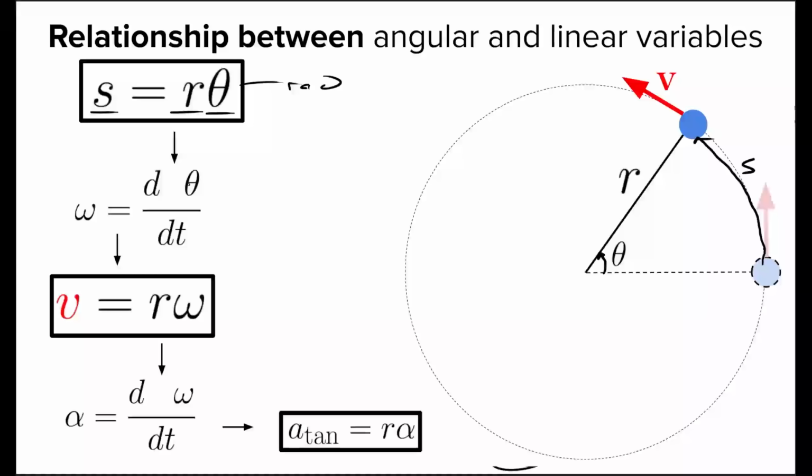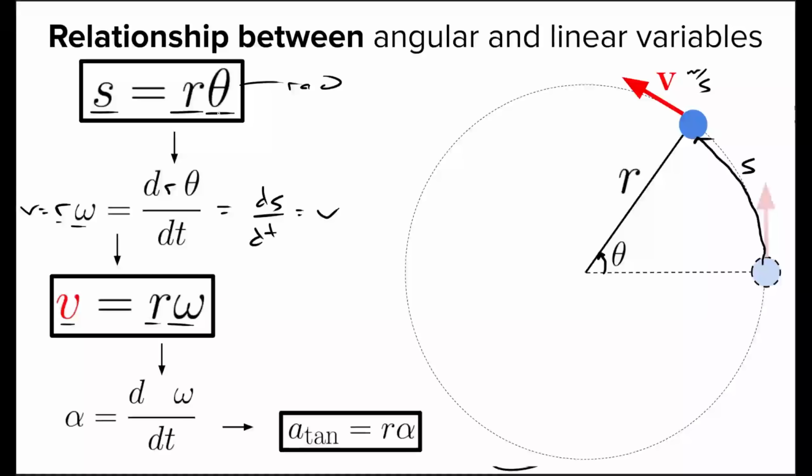Well, we know omega is d theta dt, but let's smuggle an r in here. R theta, I just said, is the distance. So the derivative of the distance with respect to time, I know that's just velocity. That means v, the velocity, is r omega. So r times omega is the regular speed, like meters per second speed, not radians per second speed.